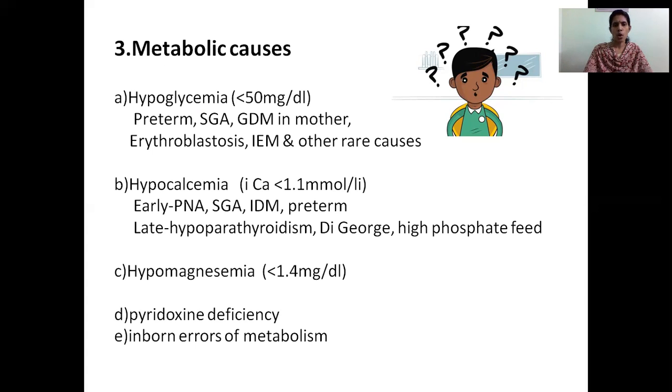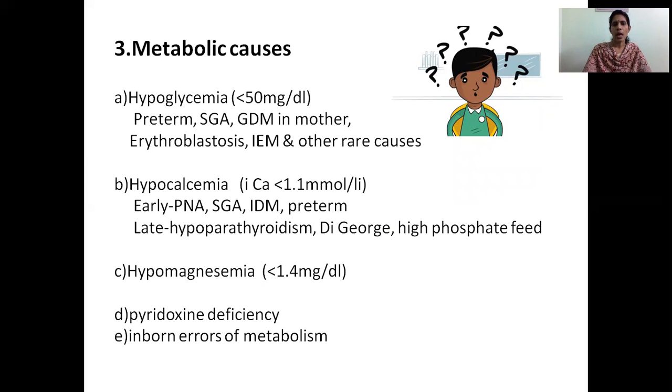Preterm babies, small for gestational age babies, babies of diabetic mothers, those having hemolytic disease due to incompatible blood groups, inborn errors of metabolism, and some other rare syndromes like Beckwith-Wiedemann, hyperinsulinemic states. Such babies are prone to hypoglycemia. Prevent hypoglycemia, ensure feeding or IV fluids, detect and treat hypoglycemia whenever it occurs.